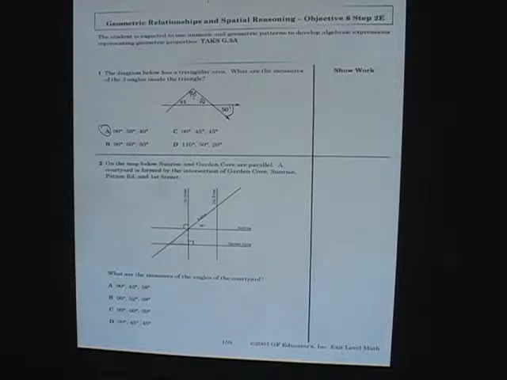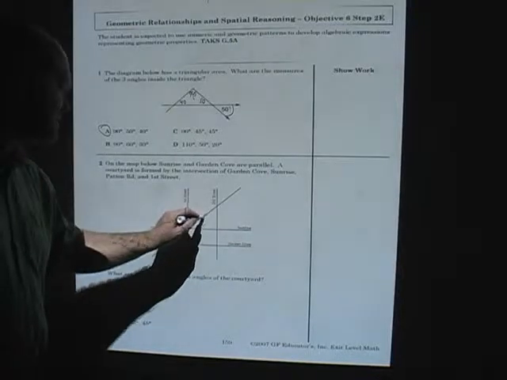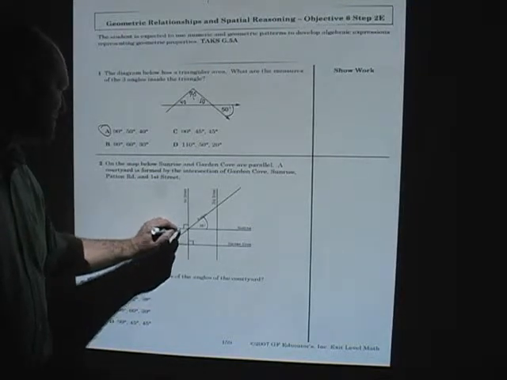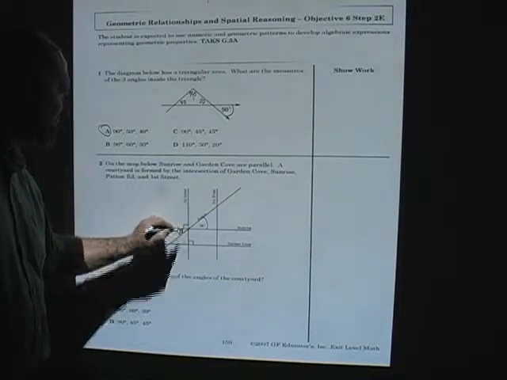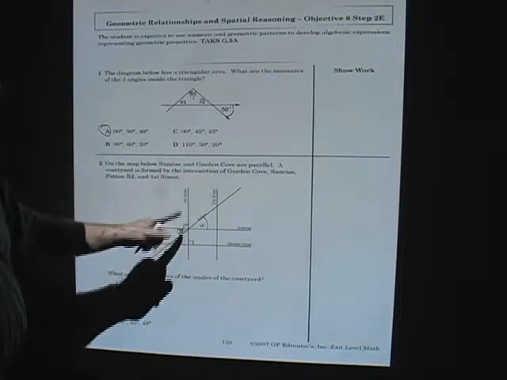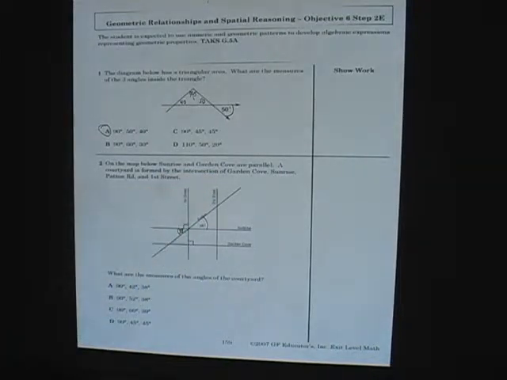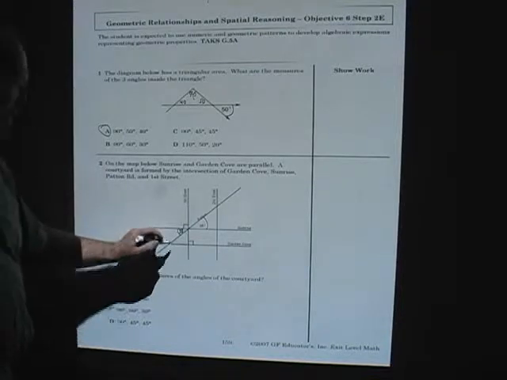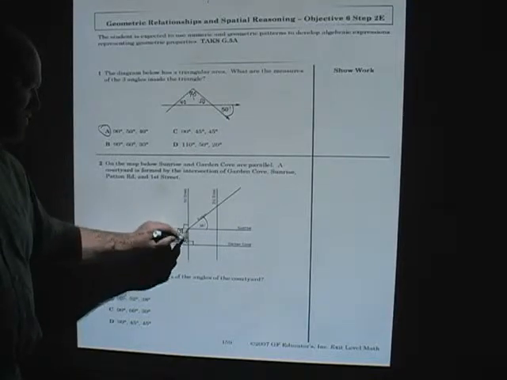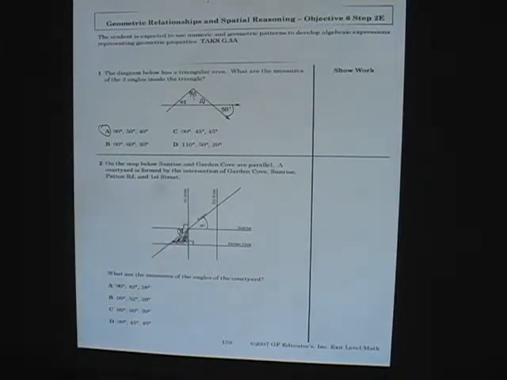Number 2. They're telling us that this right here is 38 degrees, which means this is 38. What they want to know here is, this courtyard is formed by the intersection of these 4 streets. And they've kind of colored it in here. I'm going to go ahead and color it in a little more. I'm talking about this triangle right here. That's the courtyard.